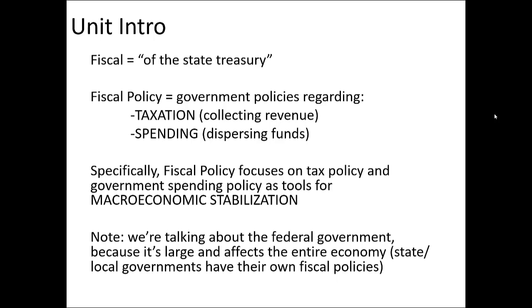The states do have their own taxing and spending policies, and those could also be considered fiscal policy matters, but because there's 50 states, it just adds a lot of complexity. Some states have income taxes, some states don't have income taxes. There's a whole bunch of different mixtures of tax regimes throughout the states, so we're not going to look at the state level right now. We're only going to look at the federal. The federal, of course, is huge in comparison to any of the states, and the federal fiscal program impacts everybody in the country.